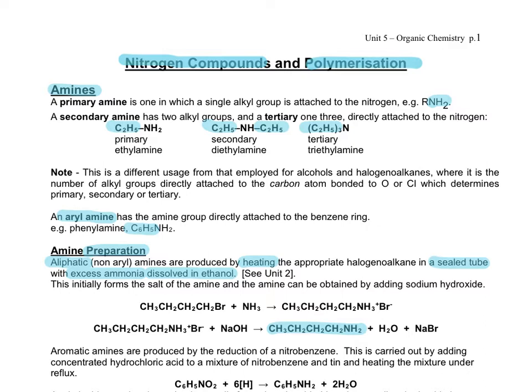This is a two-step process, and what you do is, first of all, you make the salt of the amine and then react that with sodium hydroxide to make the actual amine. Make sure you know these reactants, make sure you know the conditions as well.